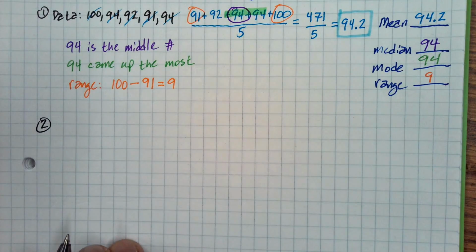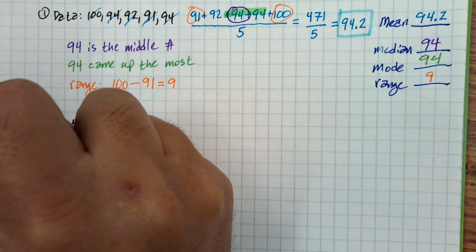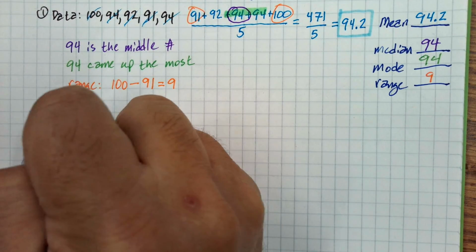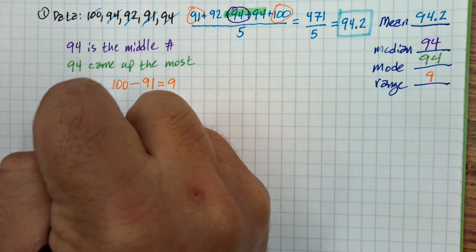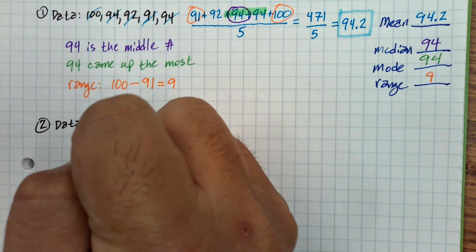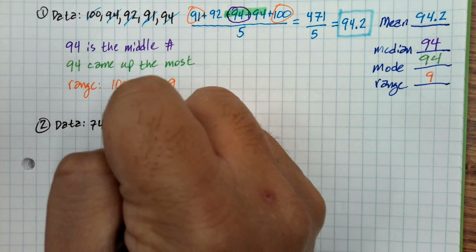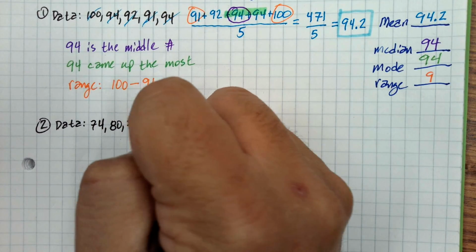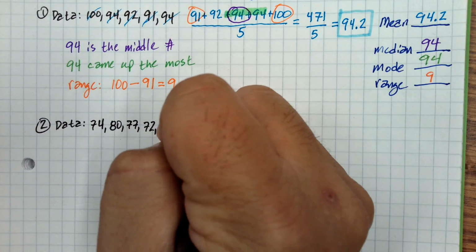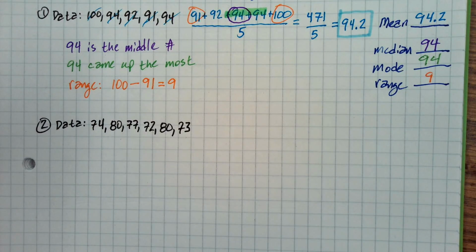So these are the data values for number 2. We've got 74, 80, 77, 72, 80, and 73. So go ahead and write those down. That's the data.